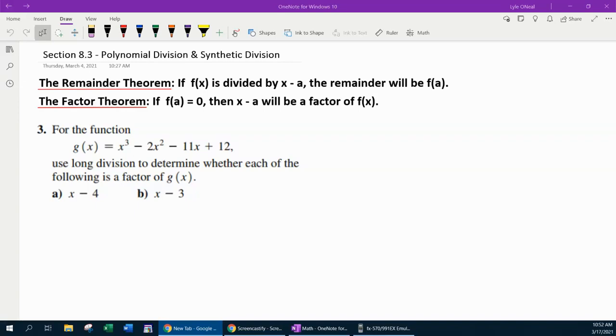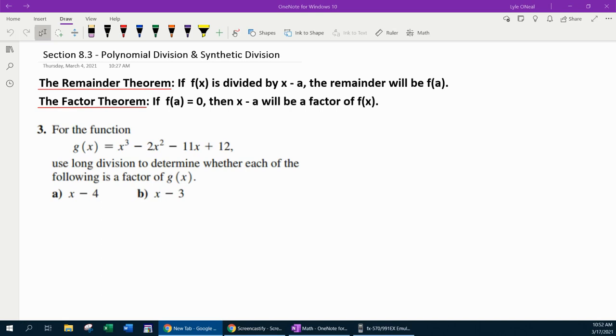Hello and welcome to our lesson on polynomial division and synthetic division. This is going to be from section 8.3 in our text. We have basically three concepts that we need to get through in this lesson: the remainder theorem, the factor theorem, and synthetic division. So let's go ahead and get started.